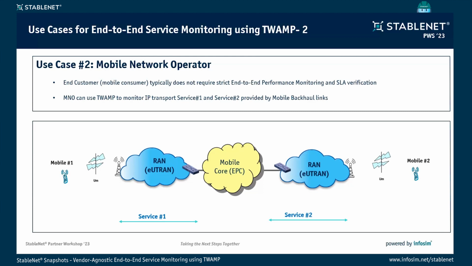Because a typical mobile network operator has about 20,000 base stations in a nationwide network connecting to some central point near the mobile core. And these mobile backhaul links are the most important parts of his transport network, and he wants to be able to verify that these are working properly. And this is where he can use TWAMP to monitor the IP transport service number 1 and number 2 in the figure in order to verify that this is in fact the case.